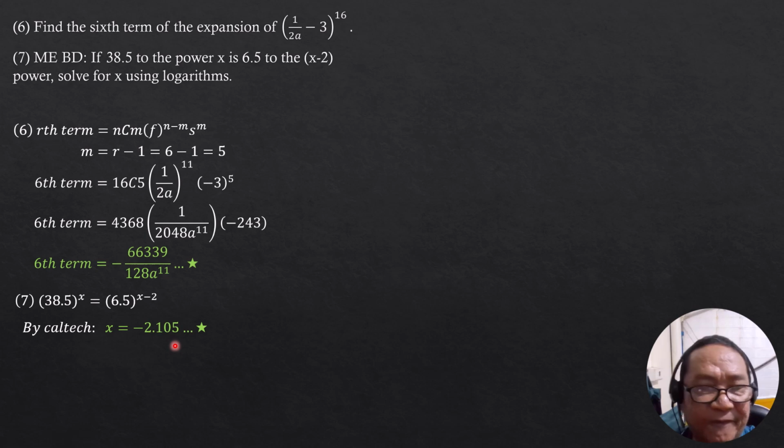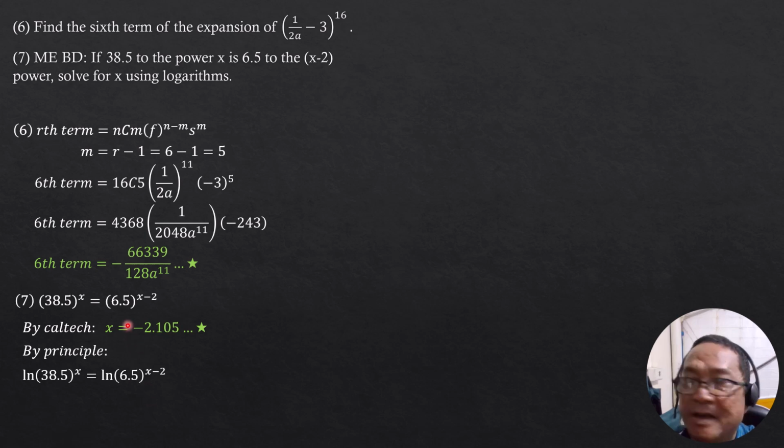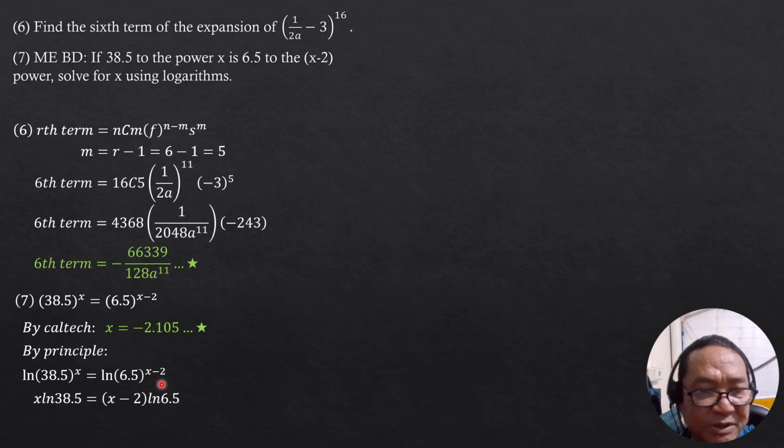negative 2.105. But if you use the properties of logarithm and principles, take ln on both sides, take log on both sides. So I'll just use ln. So ln of quantity 38.5 to the x equals ln of quantity 6.5 to the x minus 2. So this is in turn equal to x ln of 38.5 equals quantity x minus 2 ln of 6.5. So ln of 38.5 then minus x ln of 6.5 equals negative 2 ln of 6.5.